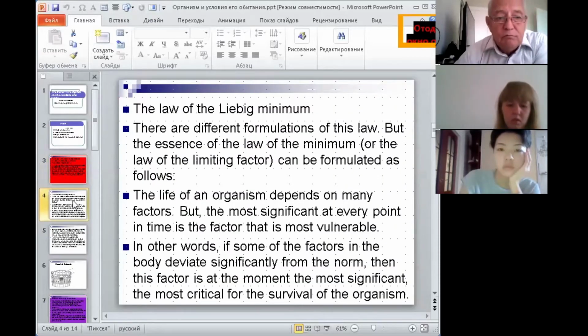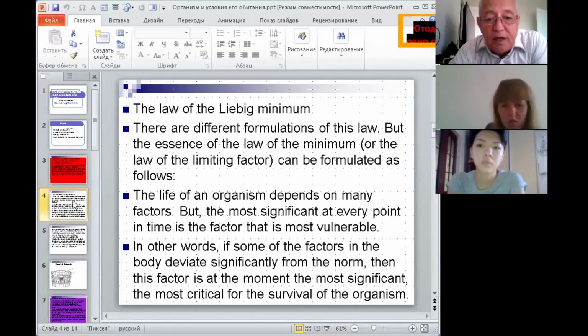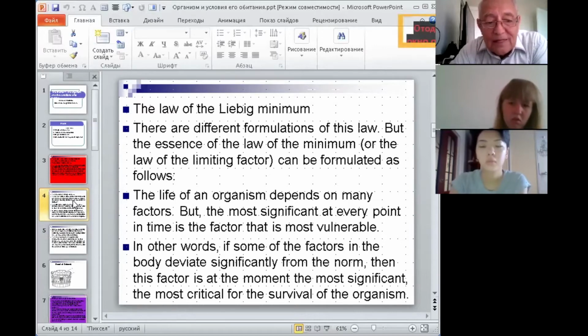The law of the Liebig minimum. There are different formulations of this law, but the essence of the law of the minimum, or the law of the limiting factor, can be formulated as follows. The life of an organism depends on many factors, but the most significant at every point in time is the factor that's most vulnerable. In other words, if some of these factors deviate significantly from the norm, then this factor is at the moment the most significant, the most critical for the survival of the organism.